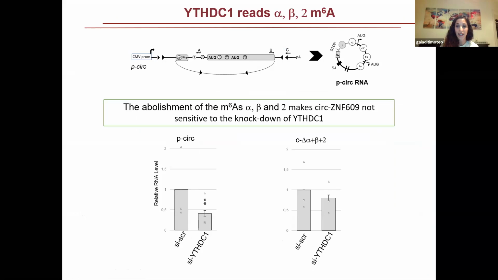Then, to validate our experiments, we tried to check the sensitivity of the mutant to YTHDC1. And as you can see, this mutant no longer responds to the downregulation of this factor, indicating that maybe we mutated the As that are read by this factor.